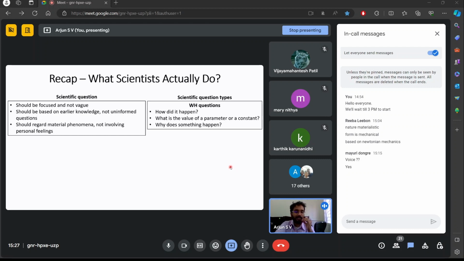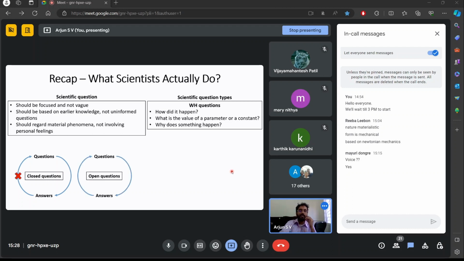And types of scientific questions. Scientific questions are always WH kinds of questions: when, what, why, how, all those things. Apart from these, scientific questions are often categorized into closed questions and open questions. Closed questions are those which give answers that will not lead to further questions.